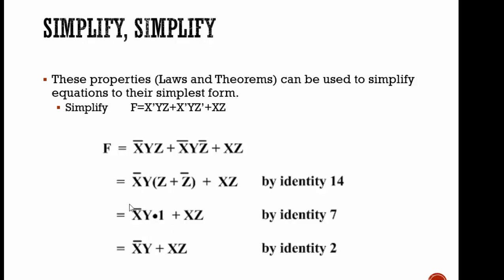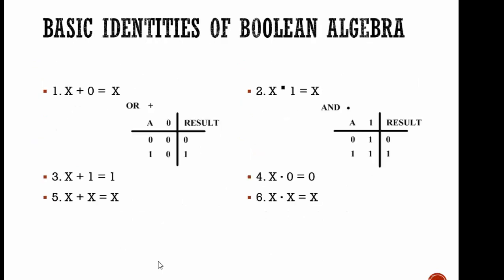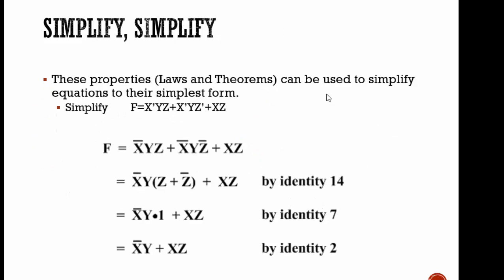So this is very familiar. If you AND any variable with 1, it will become itself, and that is identity number 2. Let's go back to the first identity. This is identity number 2. Any variable you AND with 1 will be itself. And that is true. That's why you have this simplified as not x, y plus xz.